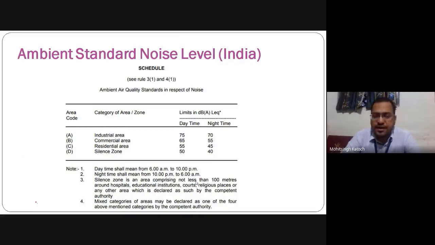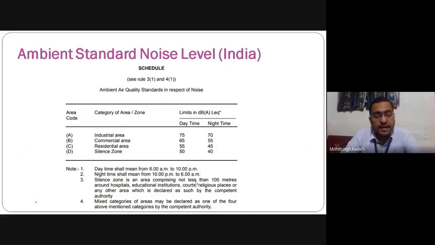In residential areas, it is 55 decibels in daytime and 45 decibels in night time. More importantly, the last D category area, that is silence zone, the limit of noise pollution is 50 decibels during daytime and 40 decibels during night time.